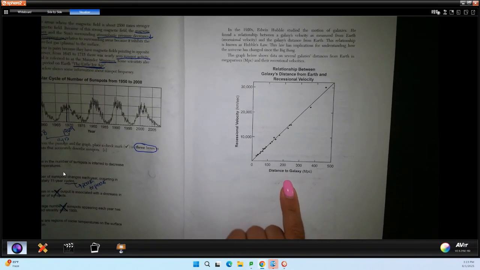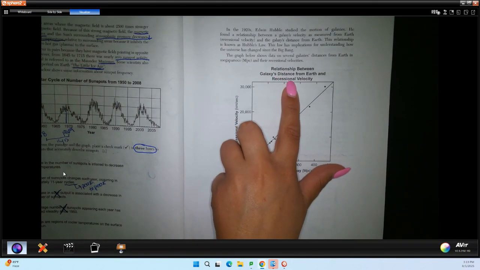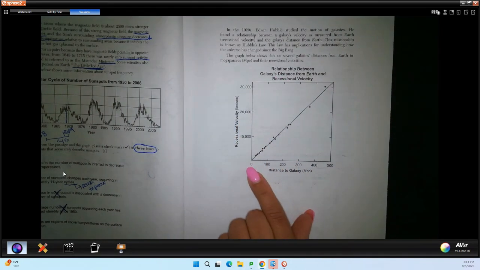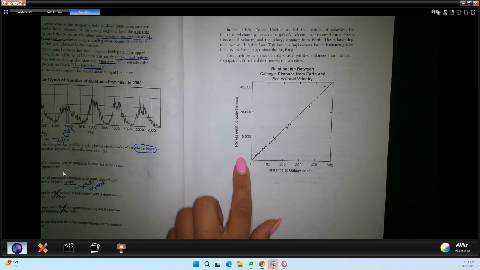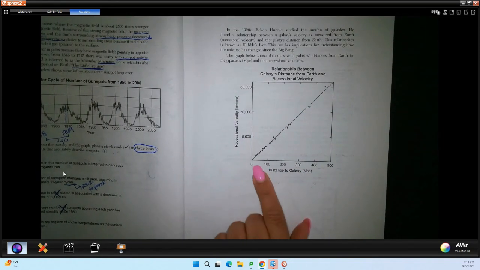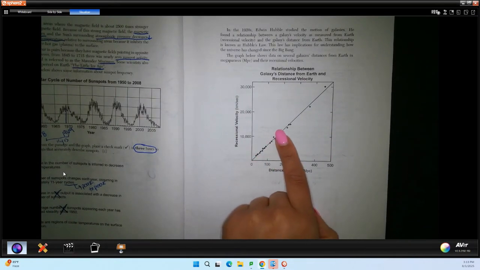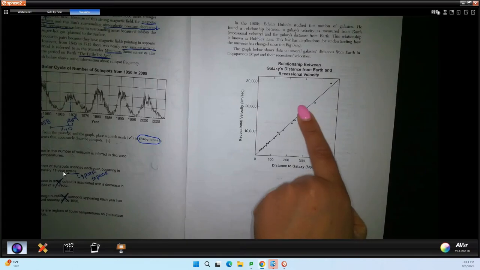Okay, so the first thing I always look for on a graph is the title. So we have a relationship between distance and recessional velocity. Down here at the bottom, my scale is distance to the galaxy, and then over here we see recessional velocity in kilometers per second. Okay, and I see that I have all these little dots, and then I have this best fit line that comes through, showing me that all those measurements are staying right around this general slope in terms of our data.